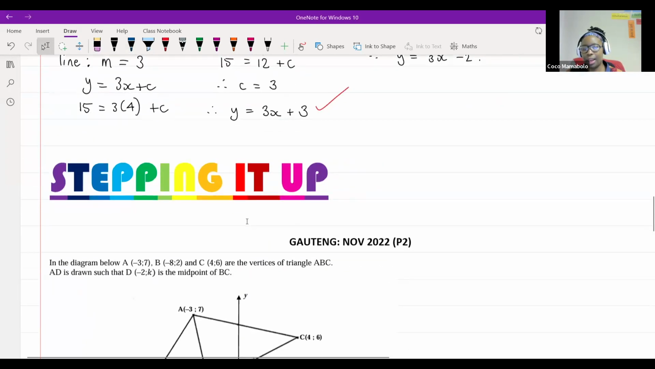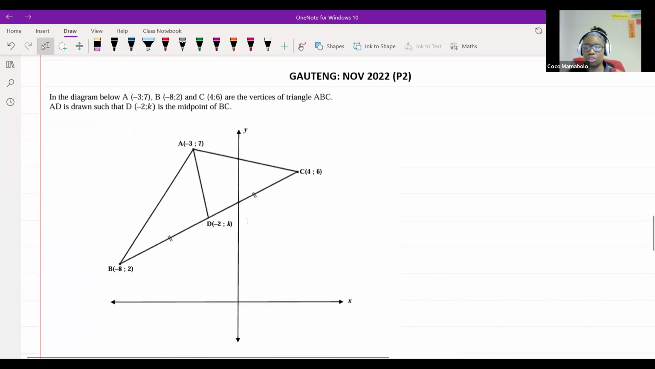All right, I'm going to ask us to look at this question, all right? I want us all to take a minute to read the question that we've been given. Read this question. And if you're wondering where it's from, it's the Gauteng November 2022 paper 2. So if you want to go and have a look at the rest of the paper, you're more than welcome to do that.